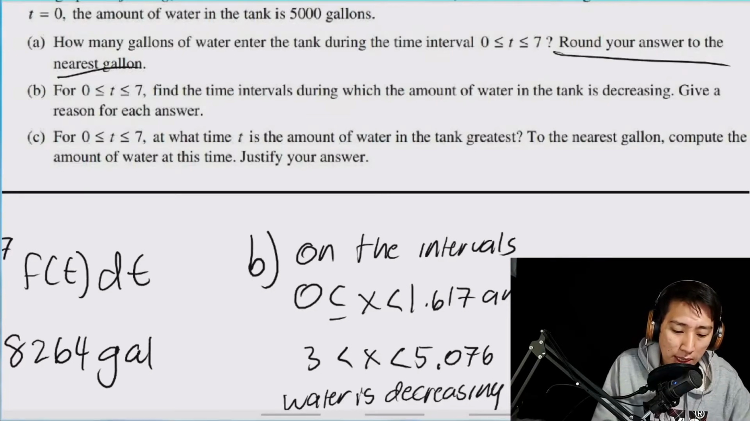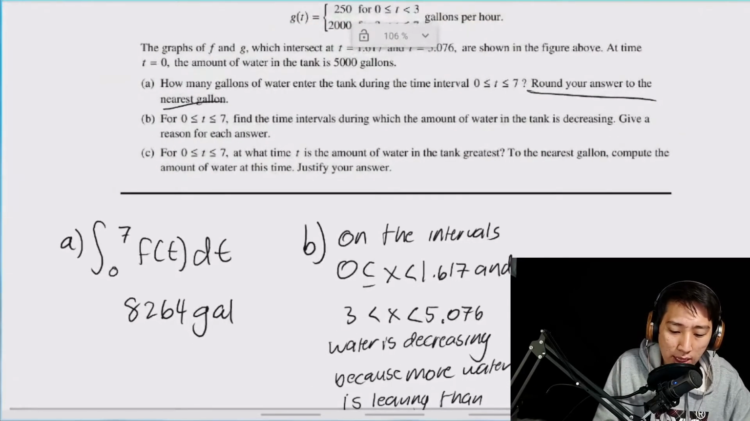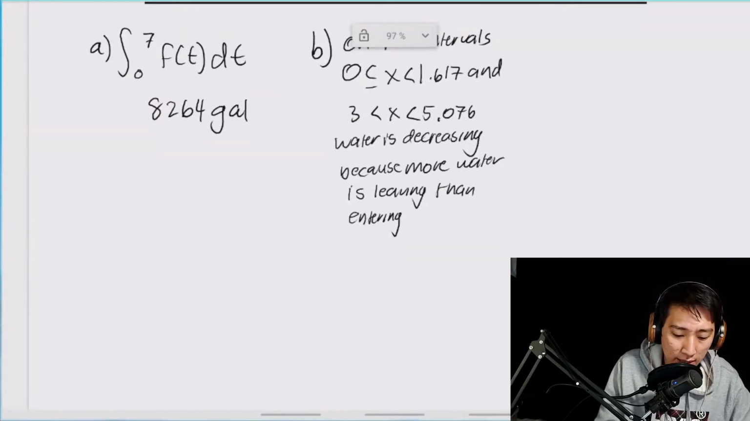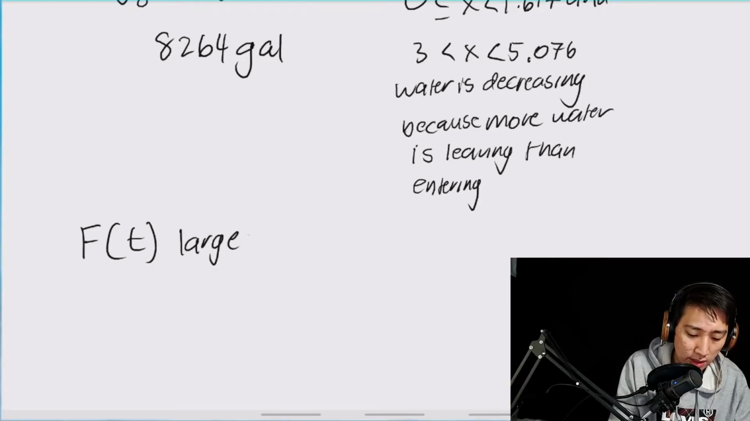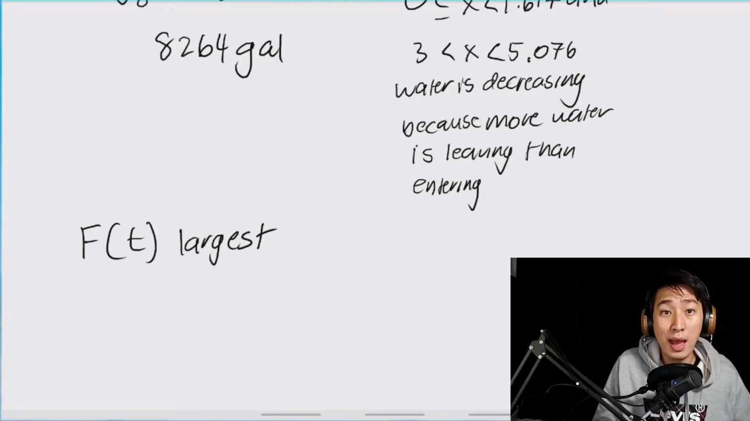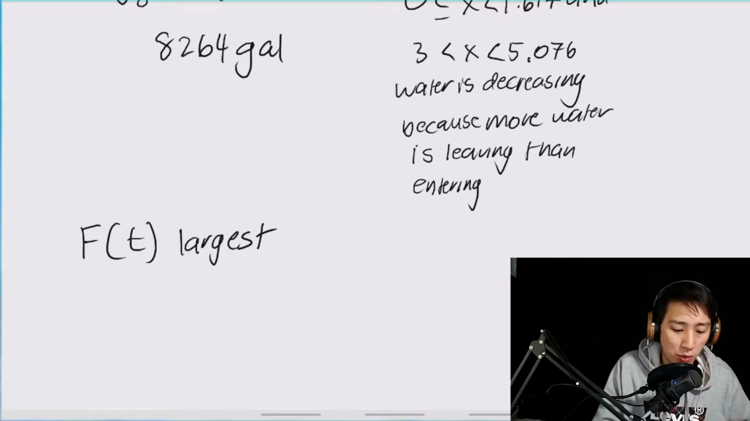Okay, so basically it's saying, at what time is the amount of water in the tank the greatest? So what I want to see is, when is capital F of t the largest? I'm talking about max and mins, and when I'm talking about max and mins, I'm asking, when is my derivative going to be equal to 0?